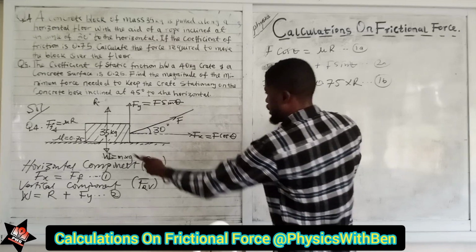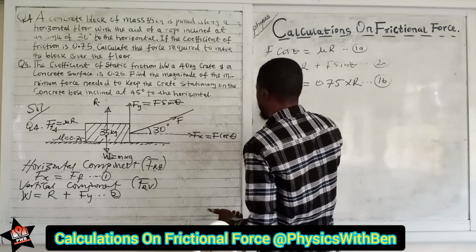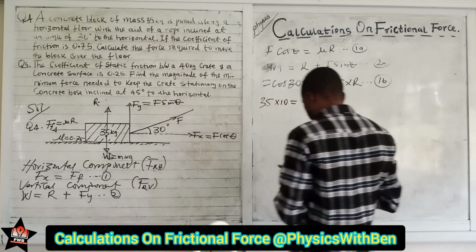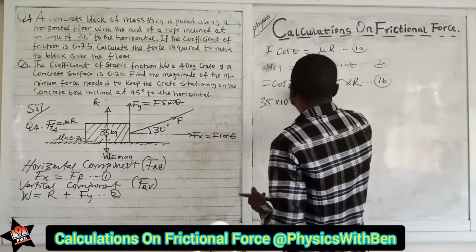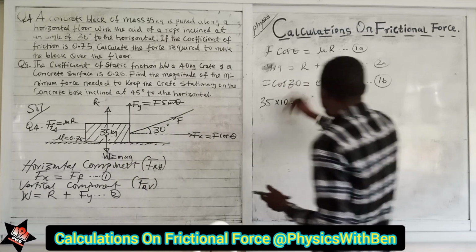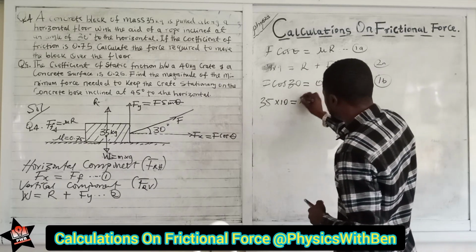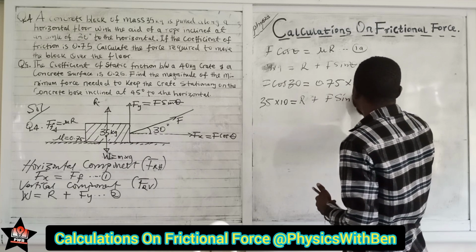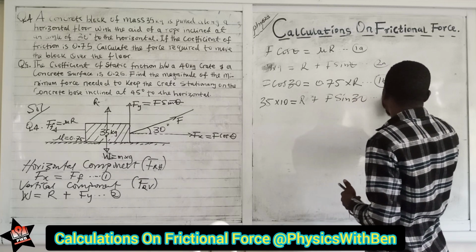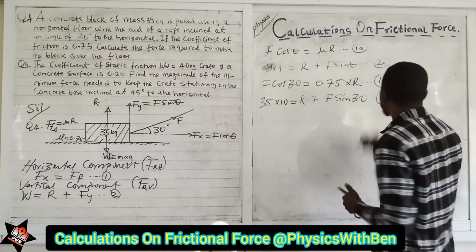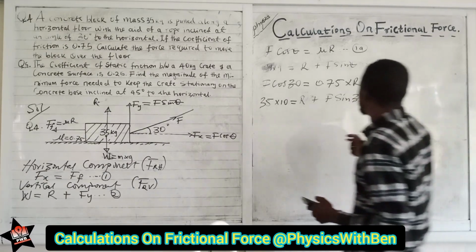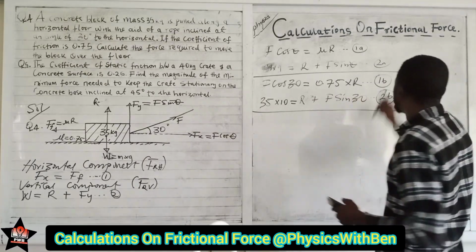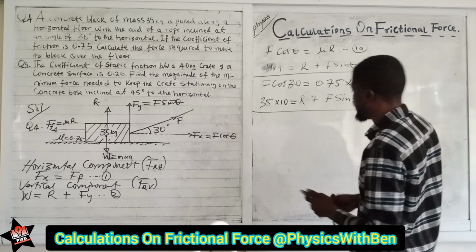Also, the mass of the block is 35, so we have 35 times 10 is equal to R plus F sine 30. Call this equation 2b. So if we still work on equations 1a, 1b, and 2b, we arrive at an answer like this.